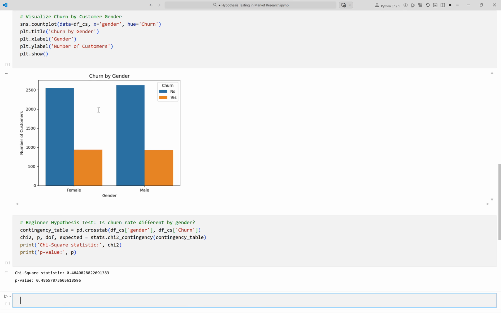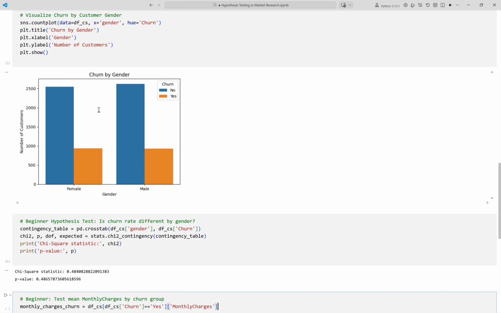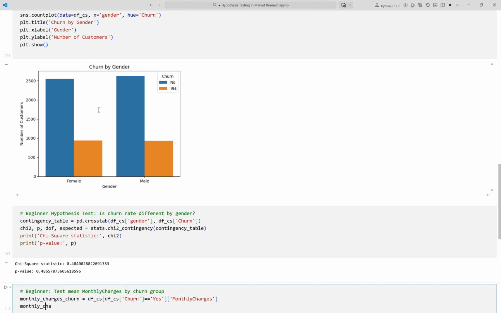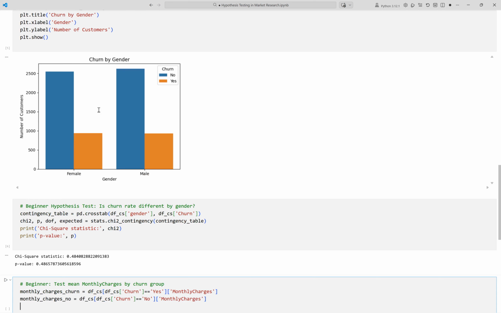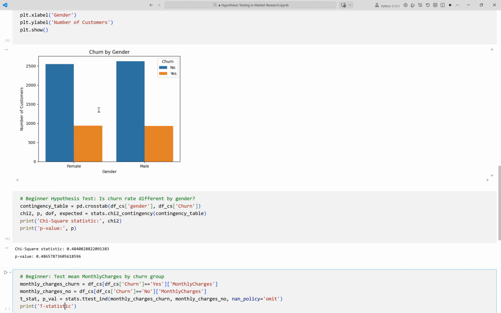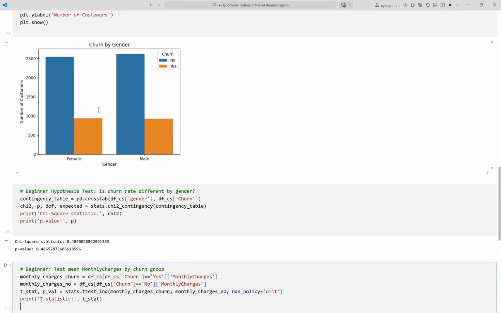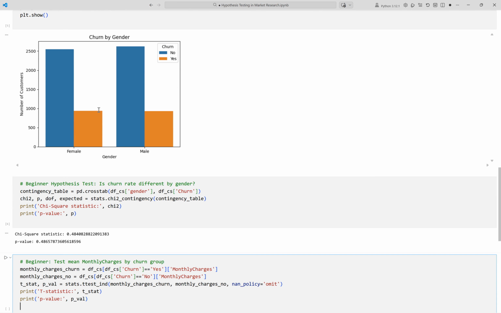Does average monthly charge differ between churned and retained customers? We split the monthly charges into churned and not. We perform a two-sample t-test to compare the means. We print the test statistic, the difference strength. We print the p-value for business interpretation. We print the average monthly charge for churned customers. We print the average for those who did not churn.